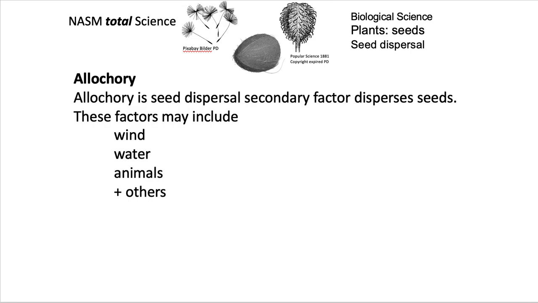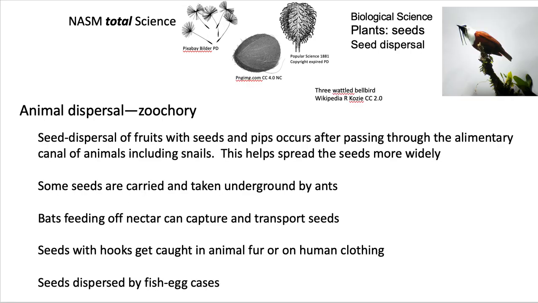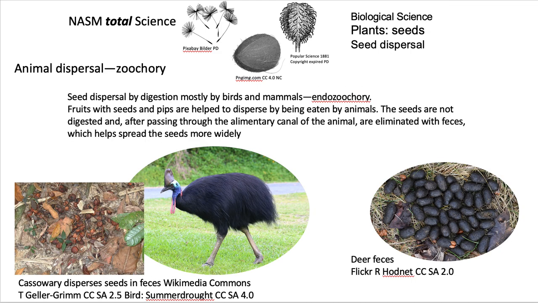which is a secondary factor which may include wind, water, other animals. We're going to look first at just animal dispersal, and seeds, pips, are eaten because there's a fruit with it that attracts different animals, and some seeds are carried underground, bats feeding off nectar, seeds with hooks, and some less common ones on fish egg cases.